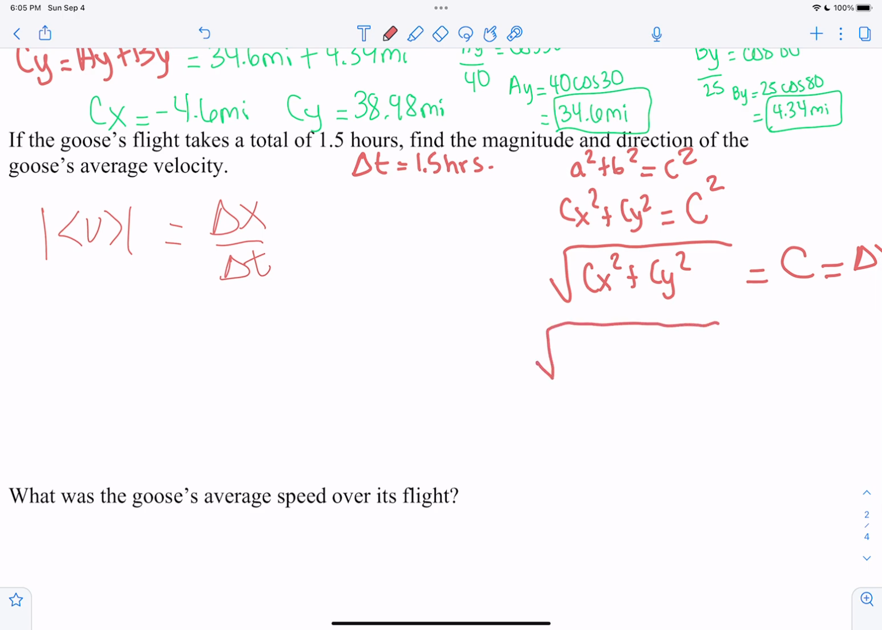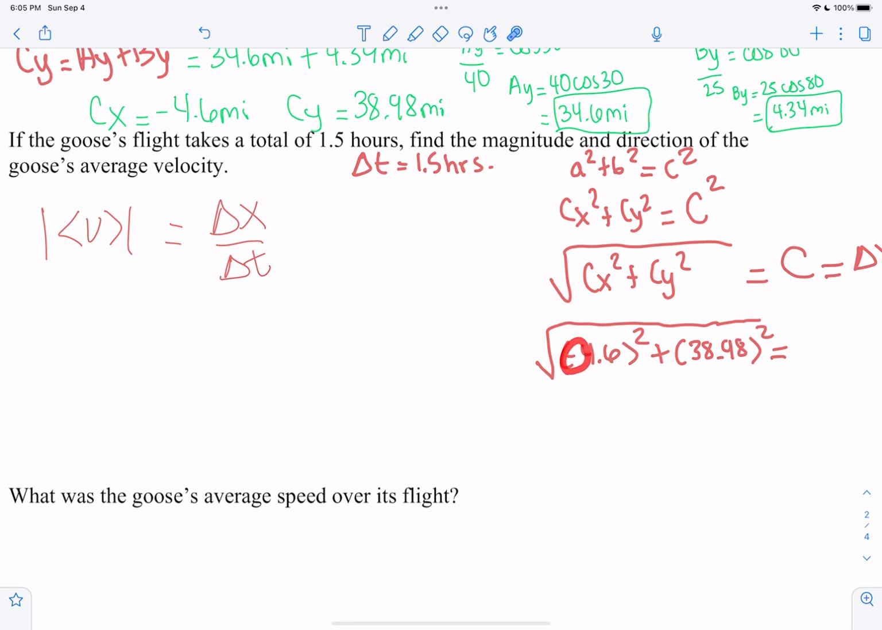So we should do the square root of Cx, which was negative 4.6 miles squared, plus 38.98 miles squared. I'm forgoing the units at the moment just to save some space, but yeah, these are in miles. And then we take the square root of the whole thing. That gives us our c, or our delta x.